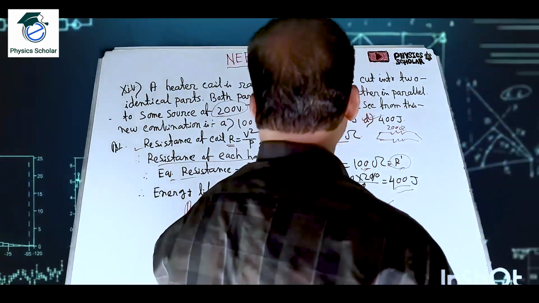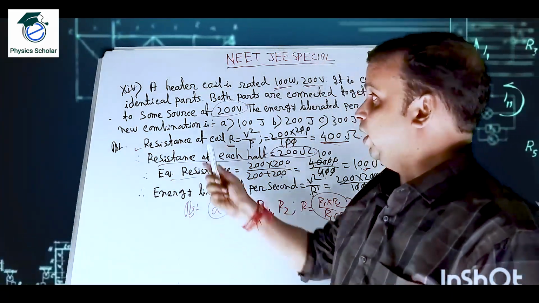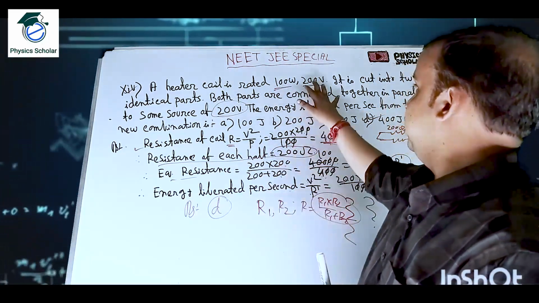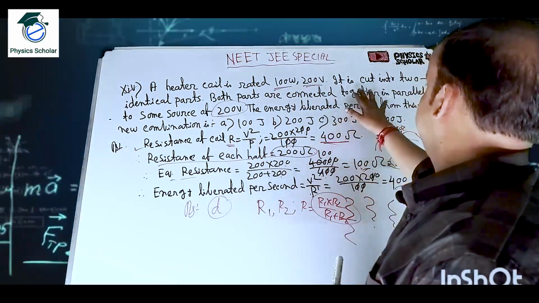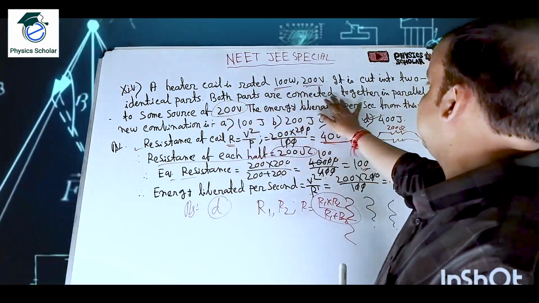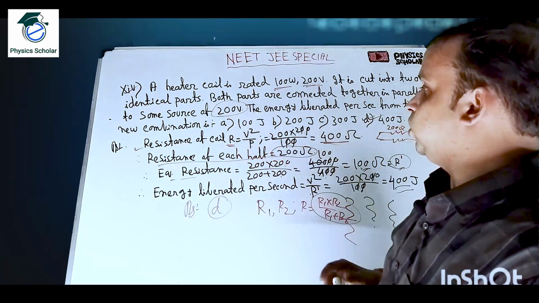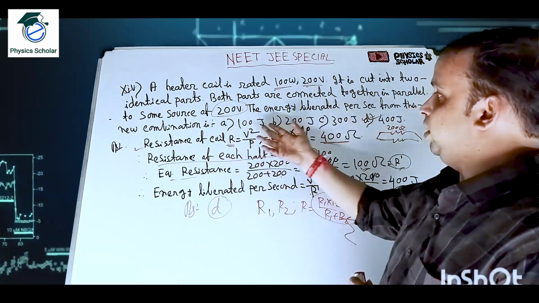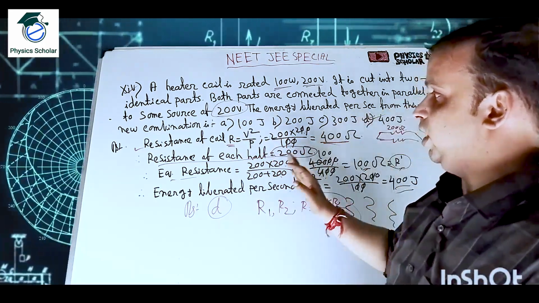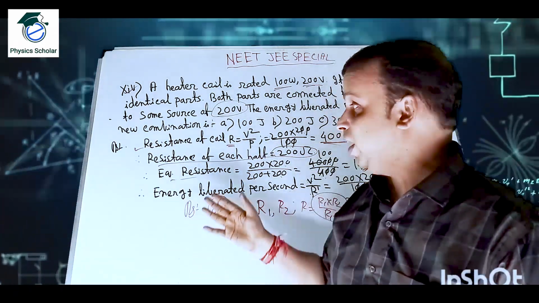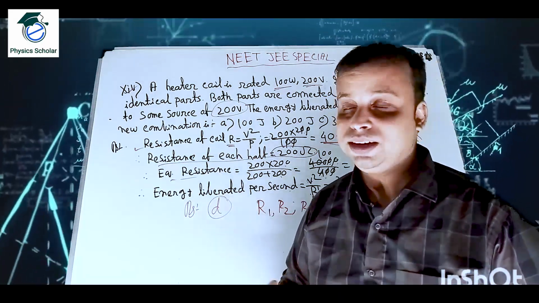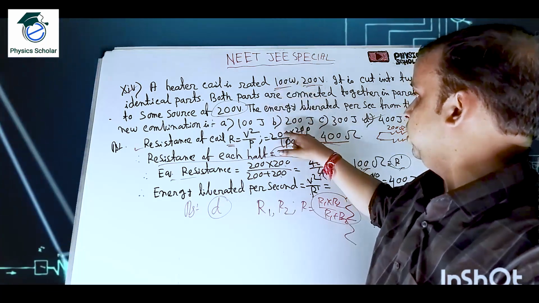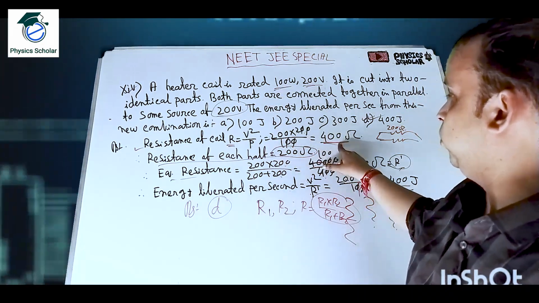Clear? So I am now explaining once again. The heater coil is rated 100 watt and 200 volt. Now it is cut into two identical parts. Both parts are connected together in parallel across a source of 200 volt. The energy liberated per second by the combination, 4 options are given: 100, 200, 300 or 400 joule. The resistance of the coil R is equal to V square by P, where P means power. V is 200 and power is 100, so 200 into 200 by 100. So it is 400 ohms.